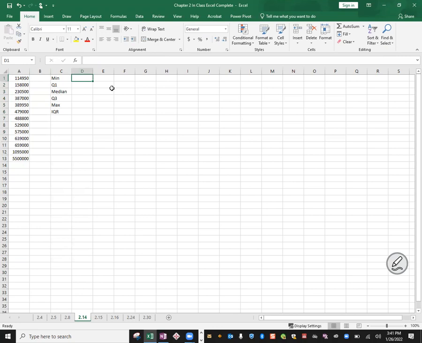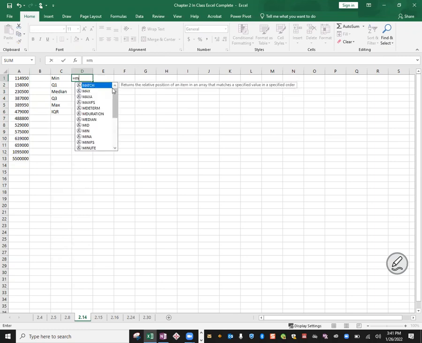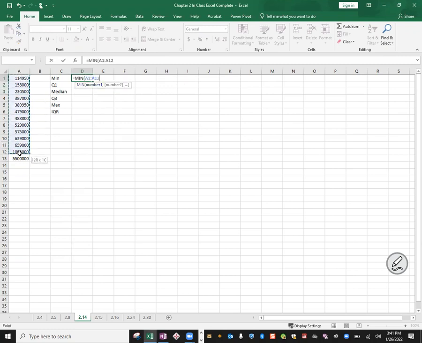Okay. So then we are going to find the minimum value. That's the first value in our 5-number summary. So we're going to do equals, and then you start typing min. Then you can click on it. It opens parentheses. You highlight the data you want the minimum of. You close parentheses and click enter. And you see we get the same value that we got when we did it by hand.